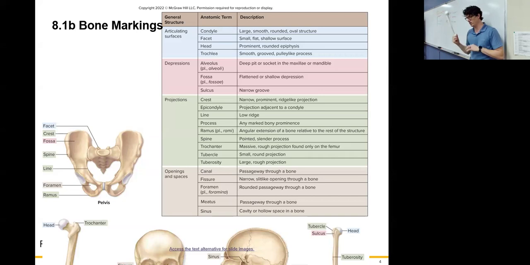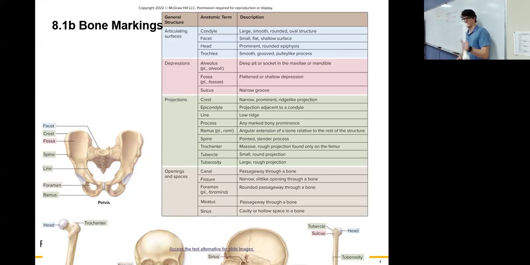of these bones. Now, all of these parts and pieces are going to have a general function associated with that piece, okay? Or a general structure. That's what you're going to see listed up here, okay? We're going to break these general things down into either articulating surfaces, depressions, projections, or openings or spaces, okay?